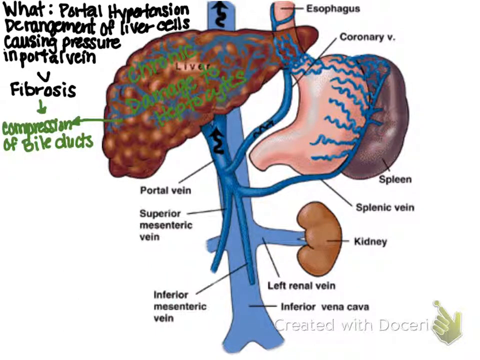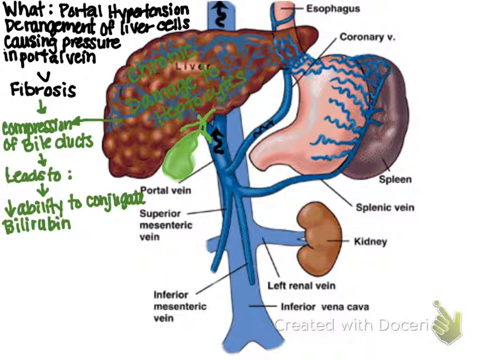And then because of that, you get the compression of the bile ducts. I drew a nice little gallbladder there. And this leads to the inability or decreased ability to conjugate bilirubin, which leads to jaundice. So it's a progressive thing there.